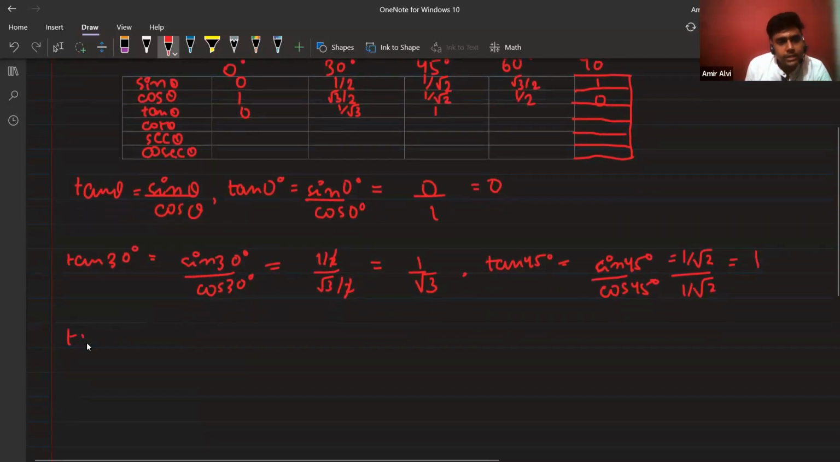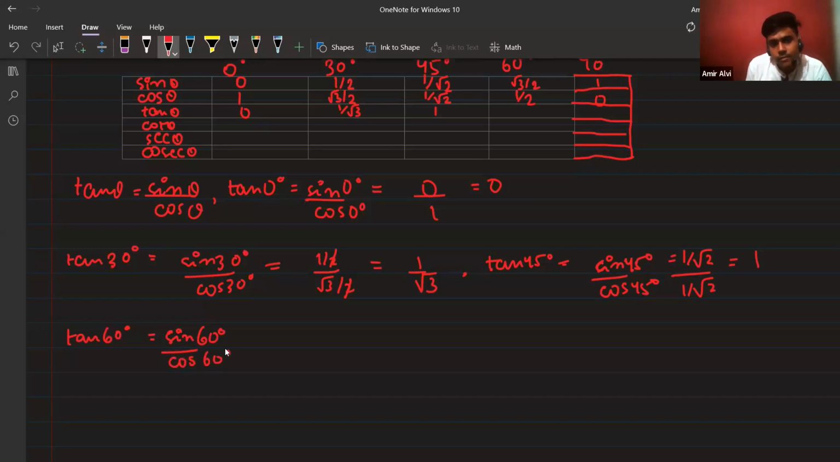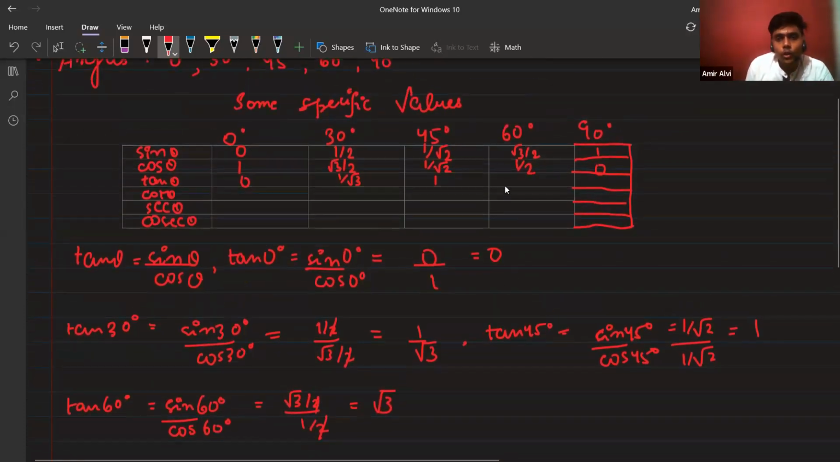What is the value of tan 60, dear? Let's find out. Sin 60 by cos 60, which is equal to root 3 by 2 divided by 1 by 2. Can we cancel out the 2 under the division? Yes, sir. It will come root 3 by 1. Which means that the value of tan 60 is root 3.